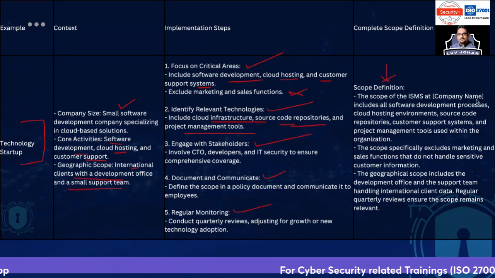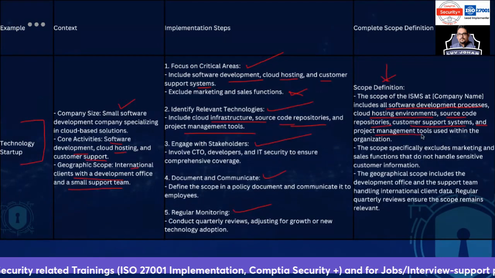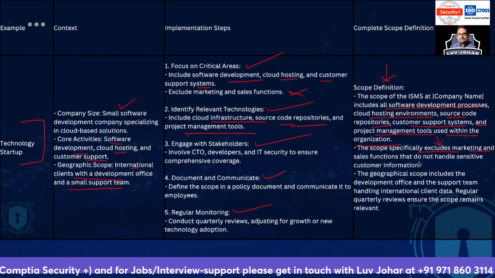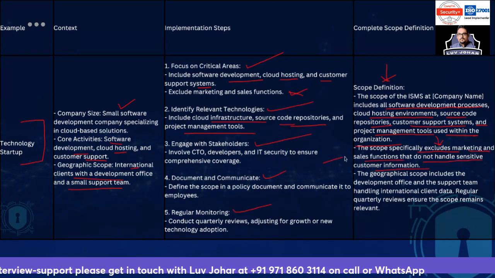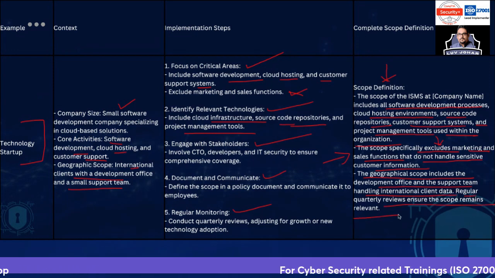The scope of the ISMS at company name includes all software development processes, cloud hosting environment, source code repository, customer support system, and project management tools used within the organization. The scope specifically excludes, here is the exclusion, marketing and sales functions that do not handle sensitive information. So this is how you handle the exclusions. And here you specify geographical scope: includes the development office and support team handling international client data. Regular quarterly reviews ensure the scope remains relevant.